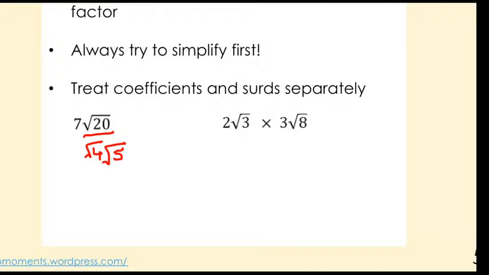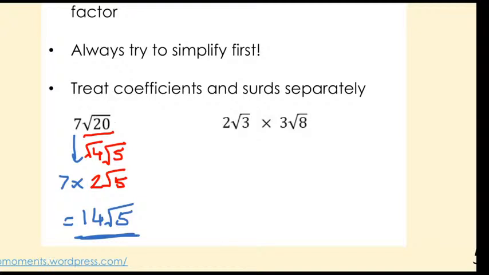Now, the first one of those, because it was our square number, we can simplify that. The square root of 4 is 2, so we get 2 root 5. Now we've got to remember we had that 7 there. So we've actually got 7 lots of 2 root 5, because the 7 was right next to that surd, the root 20, it means multiplication. So 7 lots of 2 root 5, and we end up with 14 root 5 as our final answer.